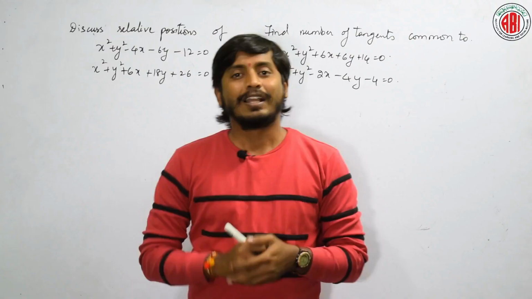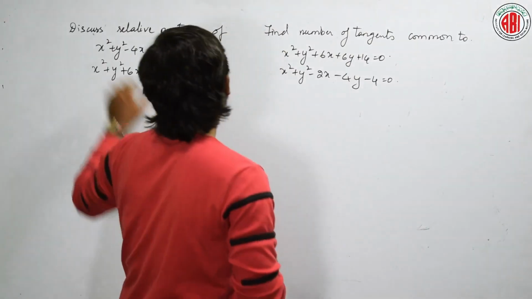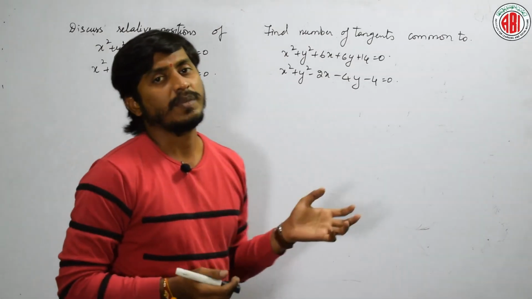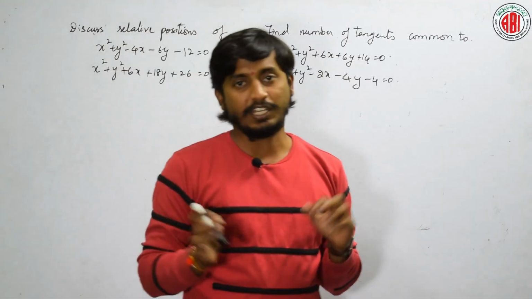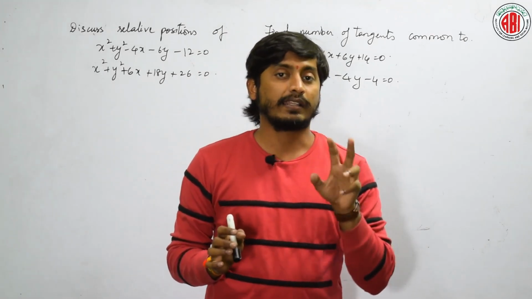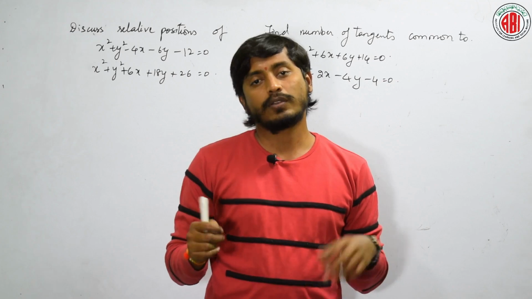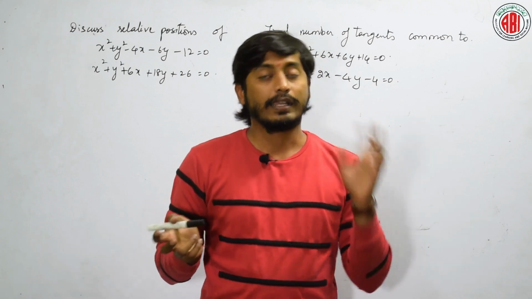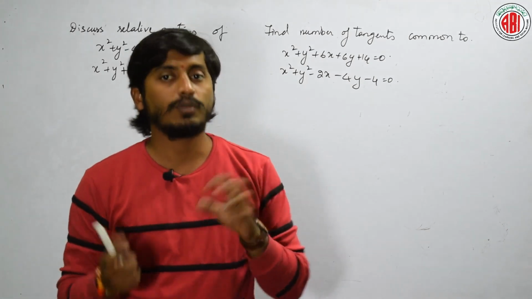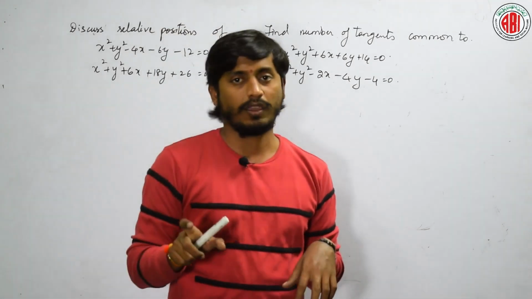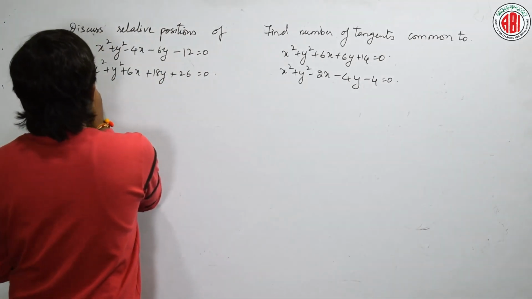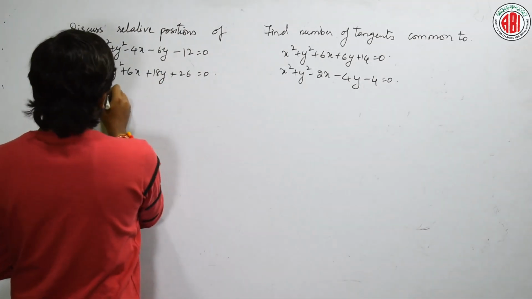Fine, let us do. Look at the question here. It asks us to discuss the relative positions of these 2 circles, which means we have to find C1, C2, R1, R2. C1, R1 is the center and radius of the first circle. C2, R2 is the center and radius of the second circle. Then we have to find the relationship between the distance between C1 and C2 with respect to the radii.